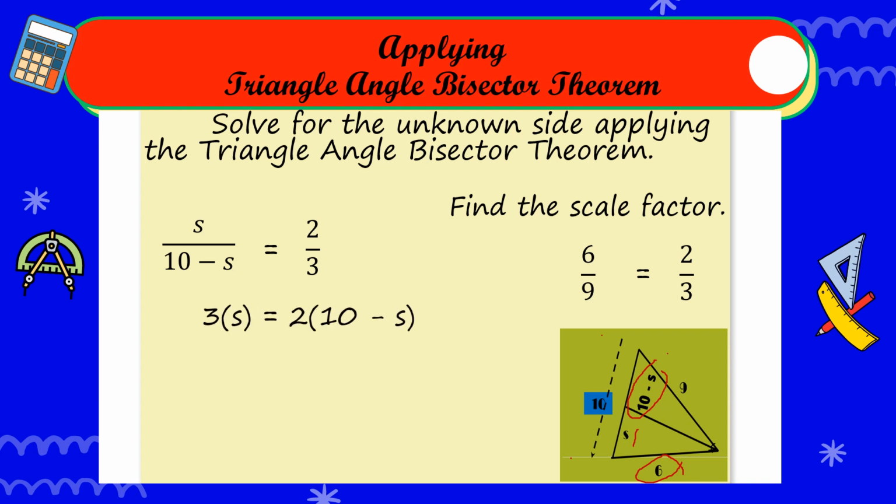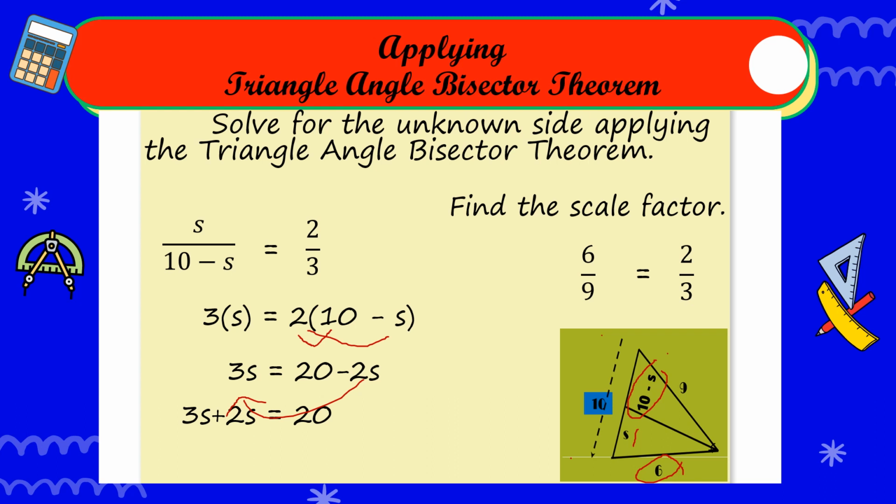So here 3 times s is 3s, and then let's do some distribution here. So 2 times 10 is 20, tapos kani 2 times negative s is negative 2s. Okay, tapos the magic rule is to move this to this side para makombine sila. So that's 3s, negative 2 will become positive. So 3s plus 2s equals 20.